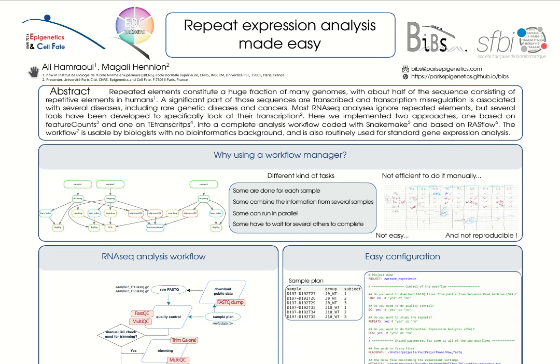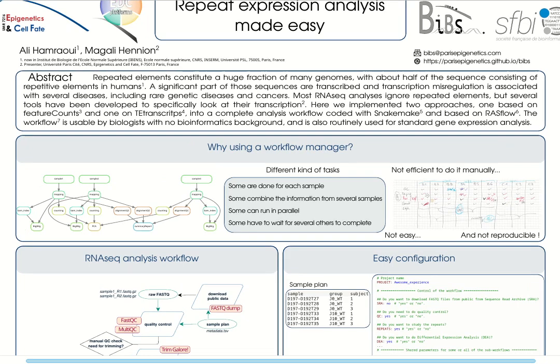So repeated elements constitute huge fractions of many genomes, with about half of the sequence consisting of repetitive elements in humans. And a big part of these sequences are transcribed. And transcription misregulation is associated with several diseases, including rare genetic diseases and cancer. In most RNA-seq analysis, they are ignored. But some tools have been developed to look at their transcription.